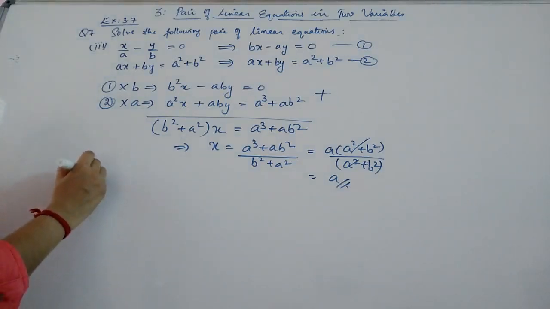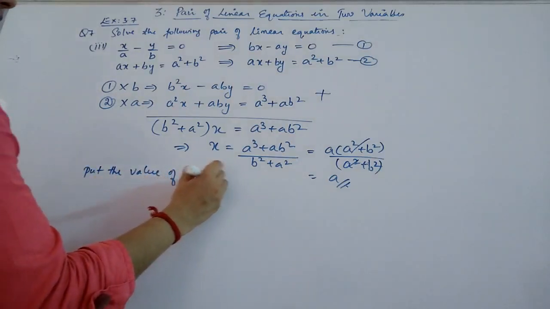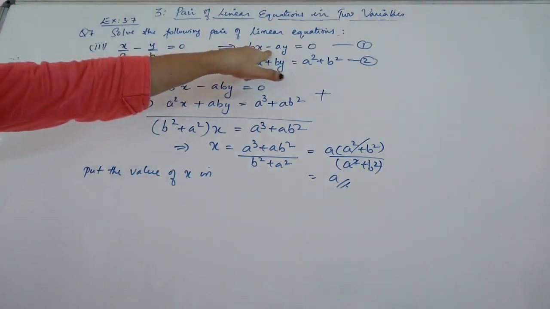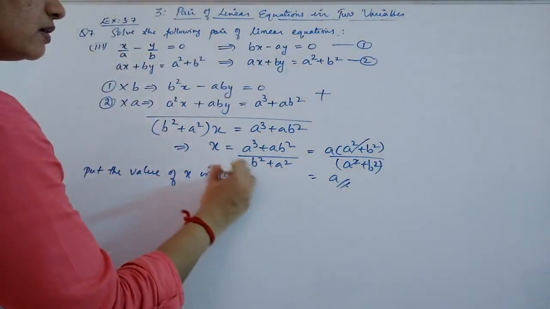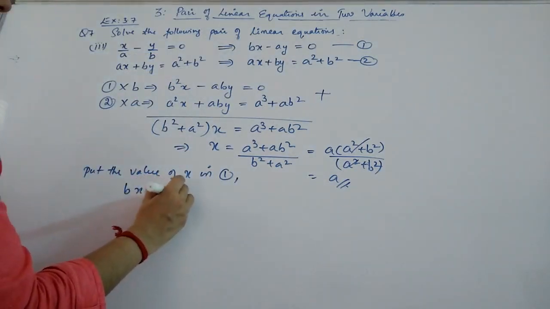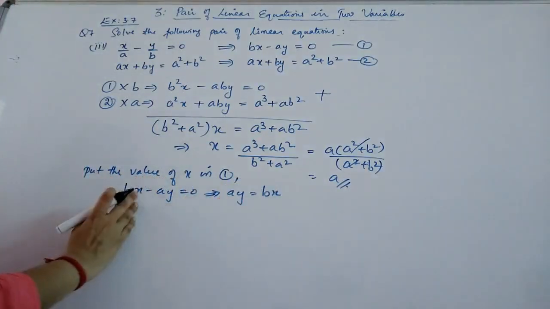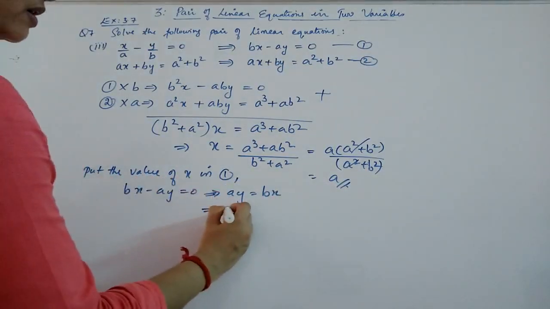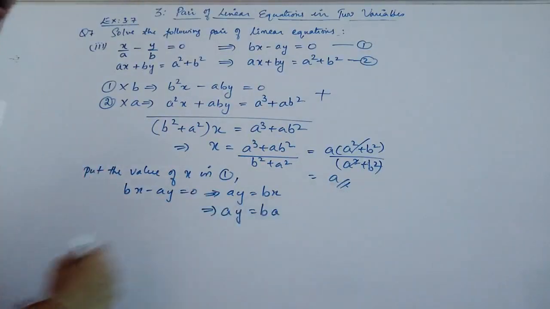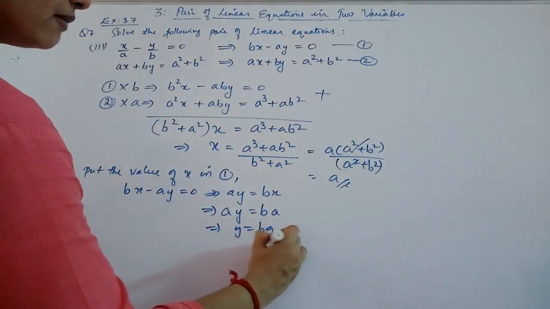Now we are replacing the value of x. In which equation is it easy? In this first equation. In 1, what you will get is bx minus ay equal to 0, which will give you ay is equal to bx, correct? Now ay is equal to b, x is a, we are replacing the value. So you are getting ay is equal to ab, or y is equal to ab by a, which is b.